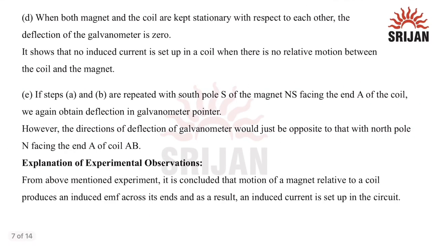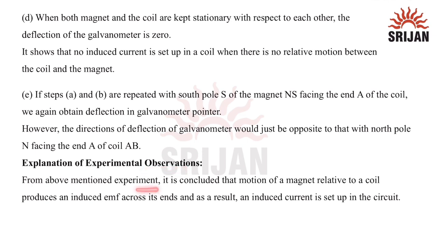Now, when both the magnet and the coil are kept stationary with respect to each other, the deflection in the galvanometer is zero. It shows that no induced current is set up in the coil when there is no relative motion between the coil and the magnet. Lastly, if steps A and B are repeated with the south pole S of the magnet NS facing the end A of the coil, we obtain the deflection in the galvanometer pointer again. However, the direction of deflection of the galvanometer would be just opposite to that with the north pole facing the end A of coil AB. Now, what is the explanation of the experimental observation we see?